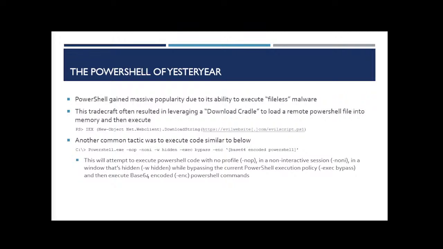So this is kind of what it looks like. We're saying invoke the execution, we're creating a web client, we're downloading a string into memory. Bob's your uncle, right? Another common tactic was to invoke PowerShell.exe and then have this long line of strings here, right? So -nop, -noni, -w hidden, -exec bypass, etc. So -nop means no profile. -noni is short for non-interactive. -w hidden means don't pop up a screen. And -exec bypass is the execution policy bypass. And then -enc stands for encoded, so base64 encoded.